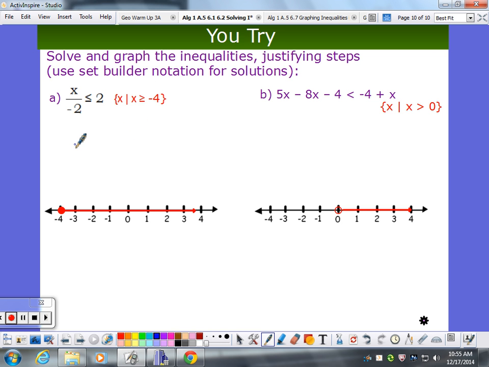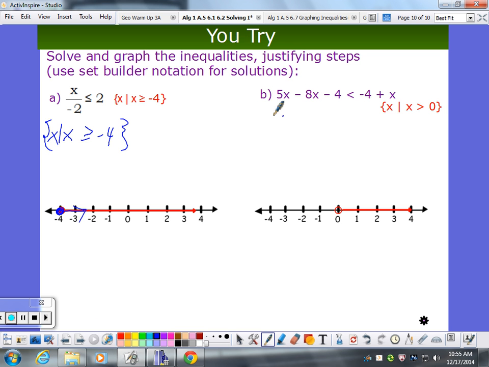Just Eddie, did you get it? This one you're multiplying both sides by -2. Whoa, stop! I multiplied by a negative, so turn it. x is bigger than -4. Set builder notation, there it is. You go to -4 and fill in that hole. It's that way.